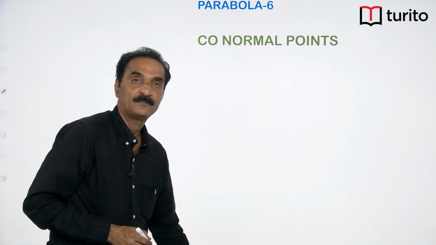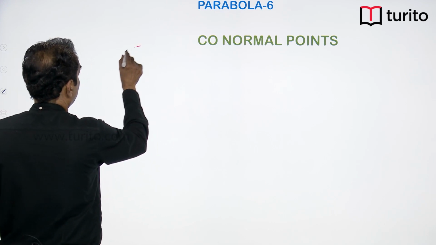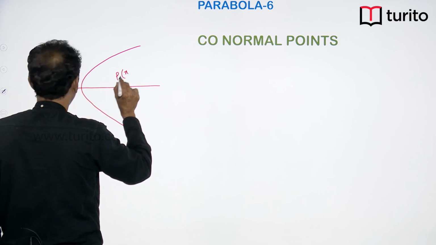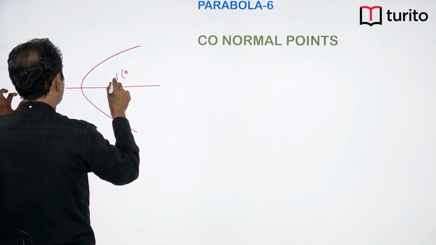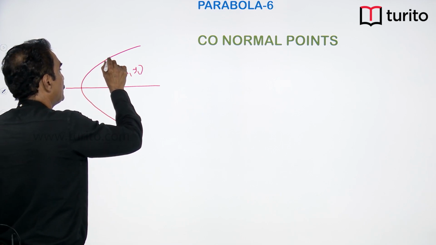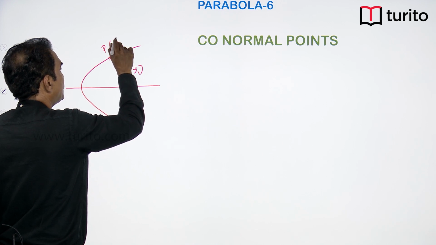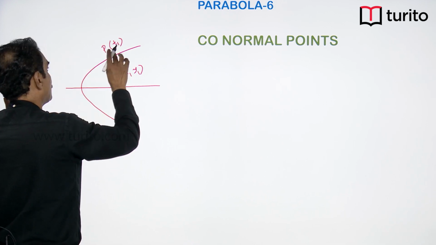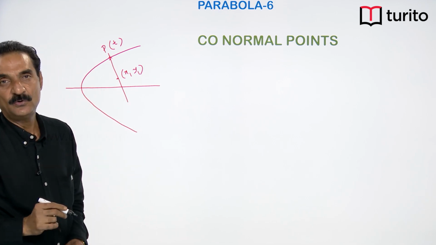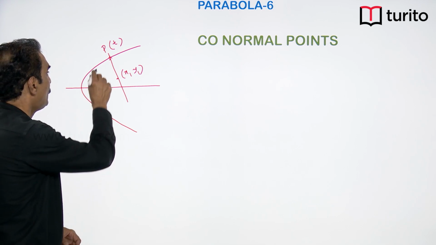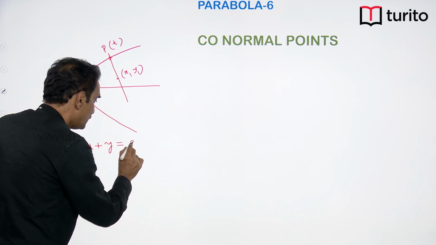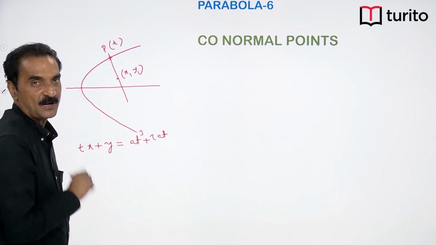Co-normal points. Take a parabola and a point x1 comma y1. If you draw a normal at P, let us suppose that it passes through the point x1 comma y1. What is the equation of the normal at P of t? It is tx plus y is equal to at cube plus 2at, the parametric form of the normal.